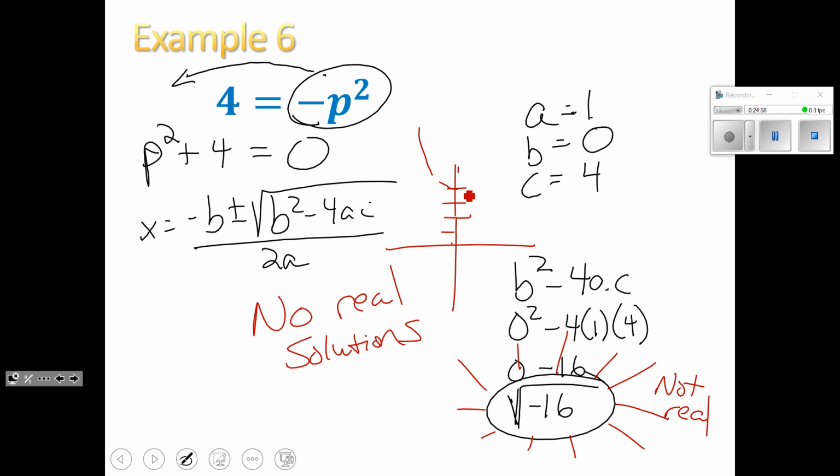And the question is, what are we looking for? We're looking for our zeros. We're looking for our x-intercepts. We're looking for our roots. We're looking for our solutions. All of which mean where it's crossing on the x-axis. Where's this one crossing on the x-axis?